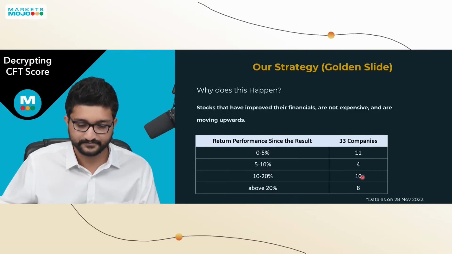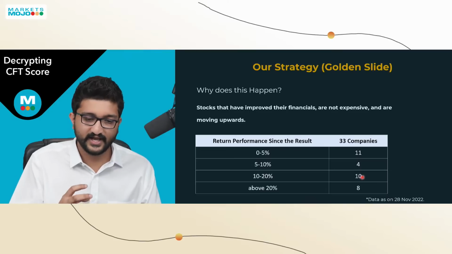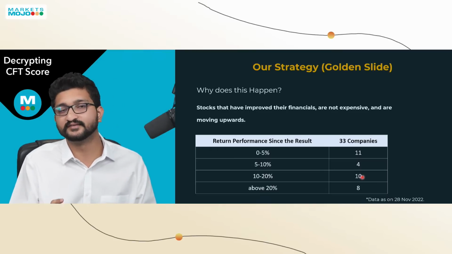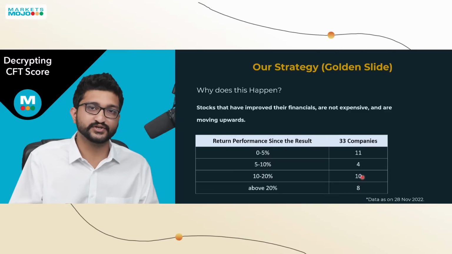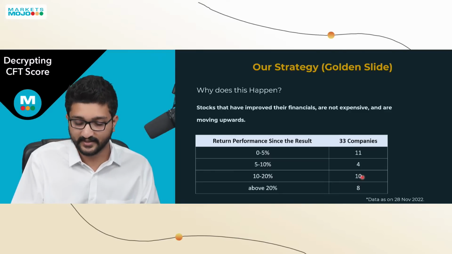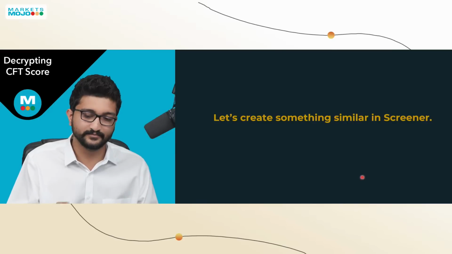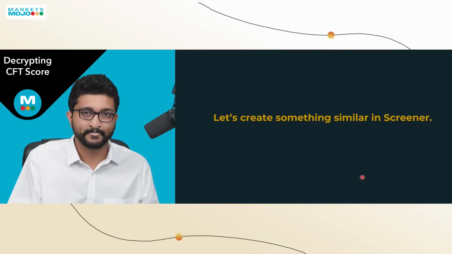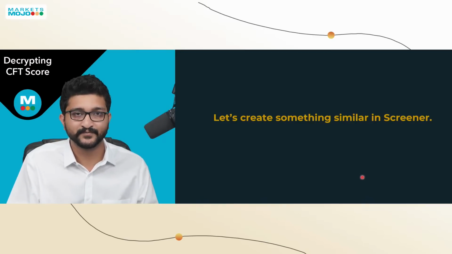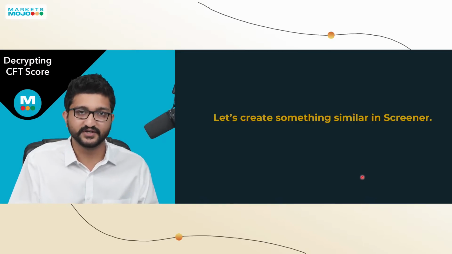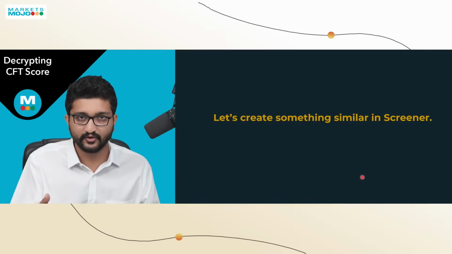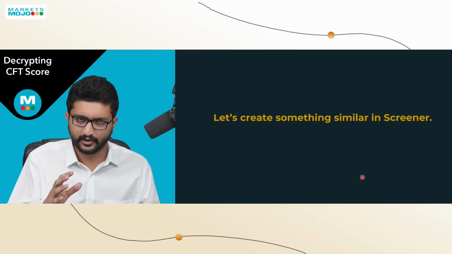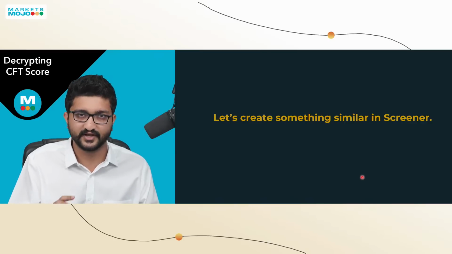actually moved upwards. Now that we have our strategy in mind, with the 3 filters, I will take you all to the screener section and actually show this in action, how exactly this happens. So let's create something similar in screener. The reason I'm saying similar is that the filters I used of valuation and technical were before the result date, and the filters we're going to use now are as on today. So the number of companies might be a bit different, but a lot of companies actually belong to this particular list.